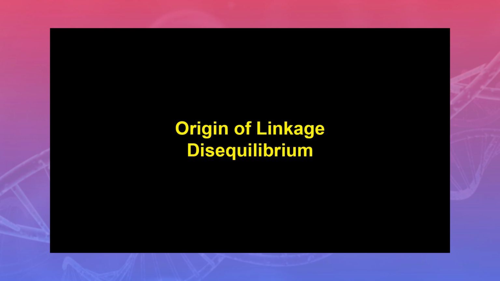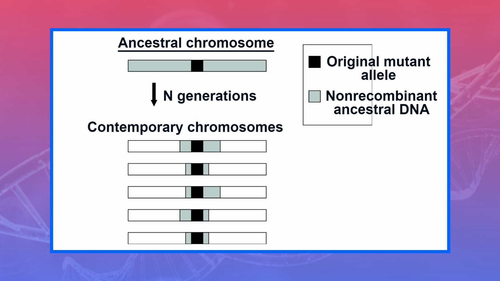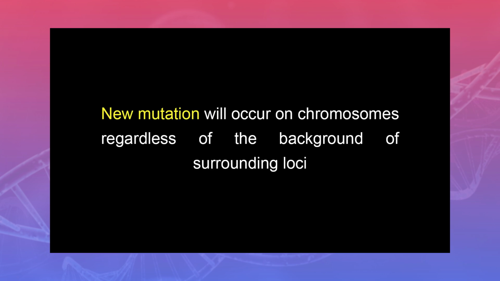Dear students, let's discuss the origin of linkage disequilibrium. Linkage disequilibrium arises when a mutation event gives rise to a new allele on a particular chromosome in an individual. The new allele will be associated with the alleles already present on that individual's chromosome for all other loci. In time, as this person reproduces and the population grows, recombination between the new mutation and surrounding loci will return alleles in this region to equilibrium. The new mutation will occur on a chromosome regardless of the background of surrounding loci.